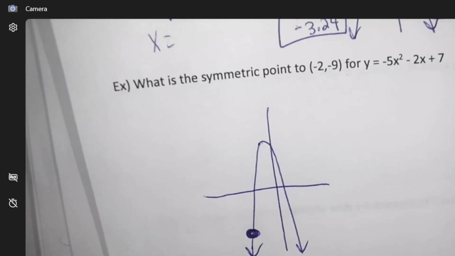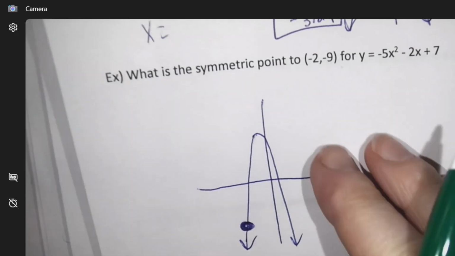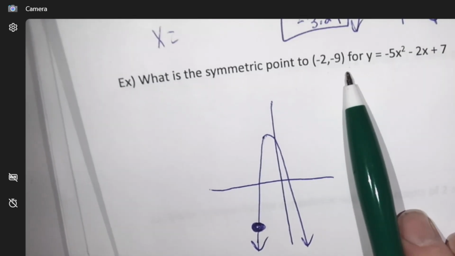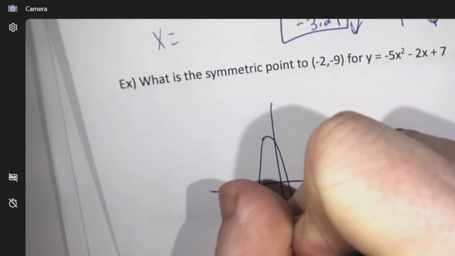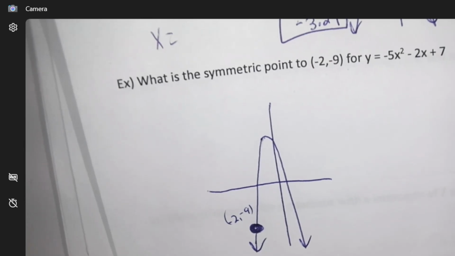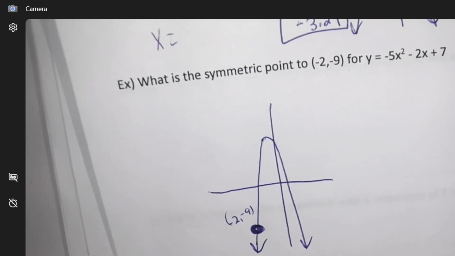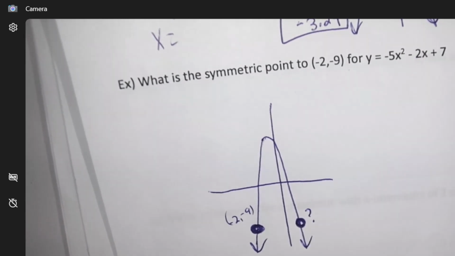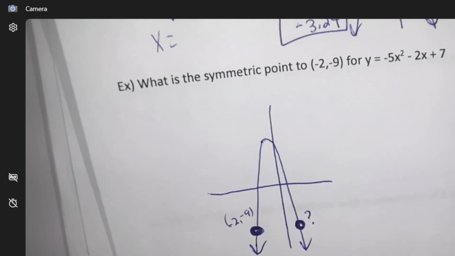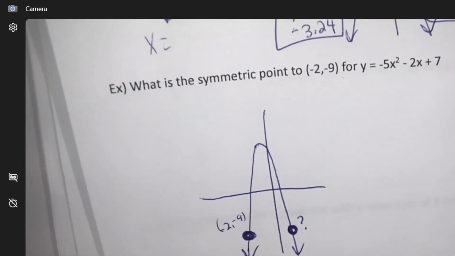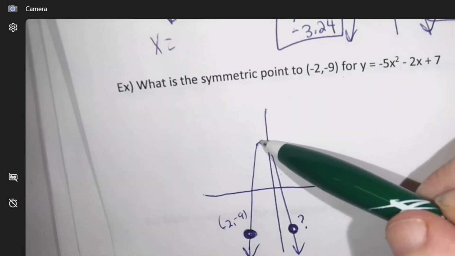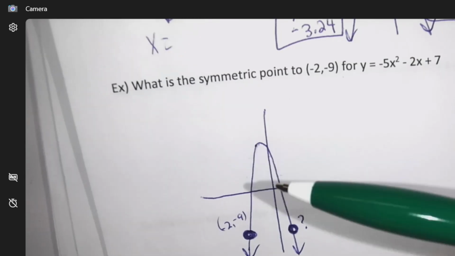Okay, so here's what the question says. There's my shape from what my graph looks like, and there's this coordinate on there, -2, -9. So what is the symmetric point to that coordinate? What does that mean? It means figure out the point over there. This is symmetric. Do you see the symmetric? It has a partner. Every point has a partner except for that vertex, which won't have a partner.